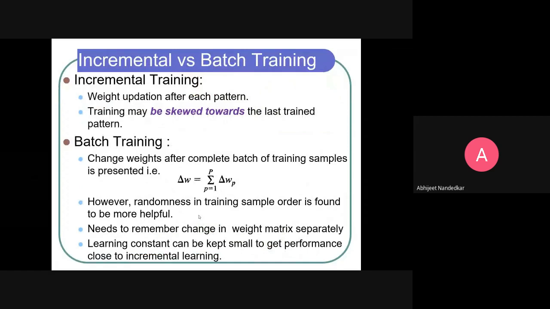Now when you take the training data, or the data set which is available to you, in a broad sense there are two types of learning. First is incremental, and the second one is batch. Now what is incremental, what is batch? The basic difference is, in incremental training, weight updation is done after presenting each pattern. Once a pattern is presented, error is calculated at the output side of the network. Then it is used, deltas are calculated, and weights are updated immediately. That is called incremental learning.